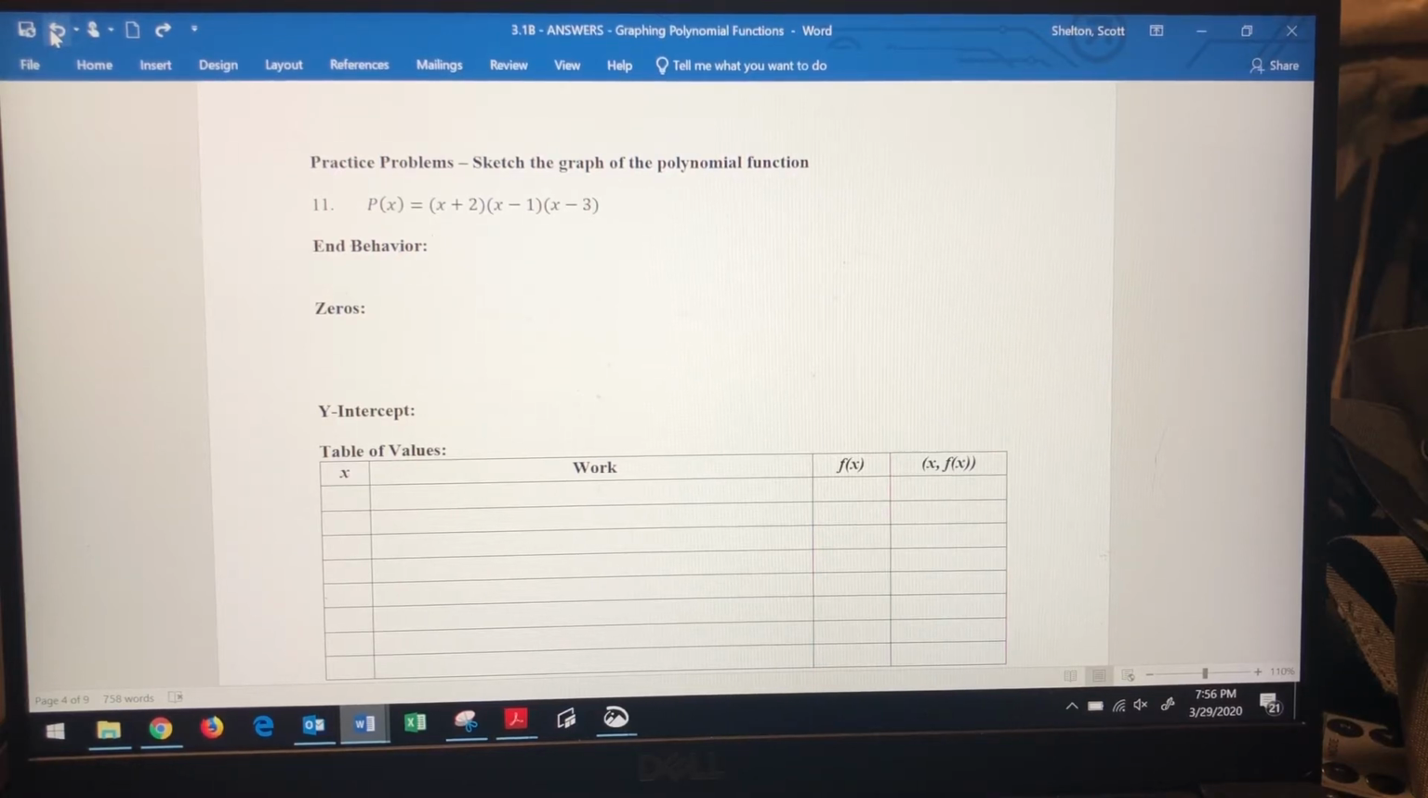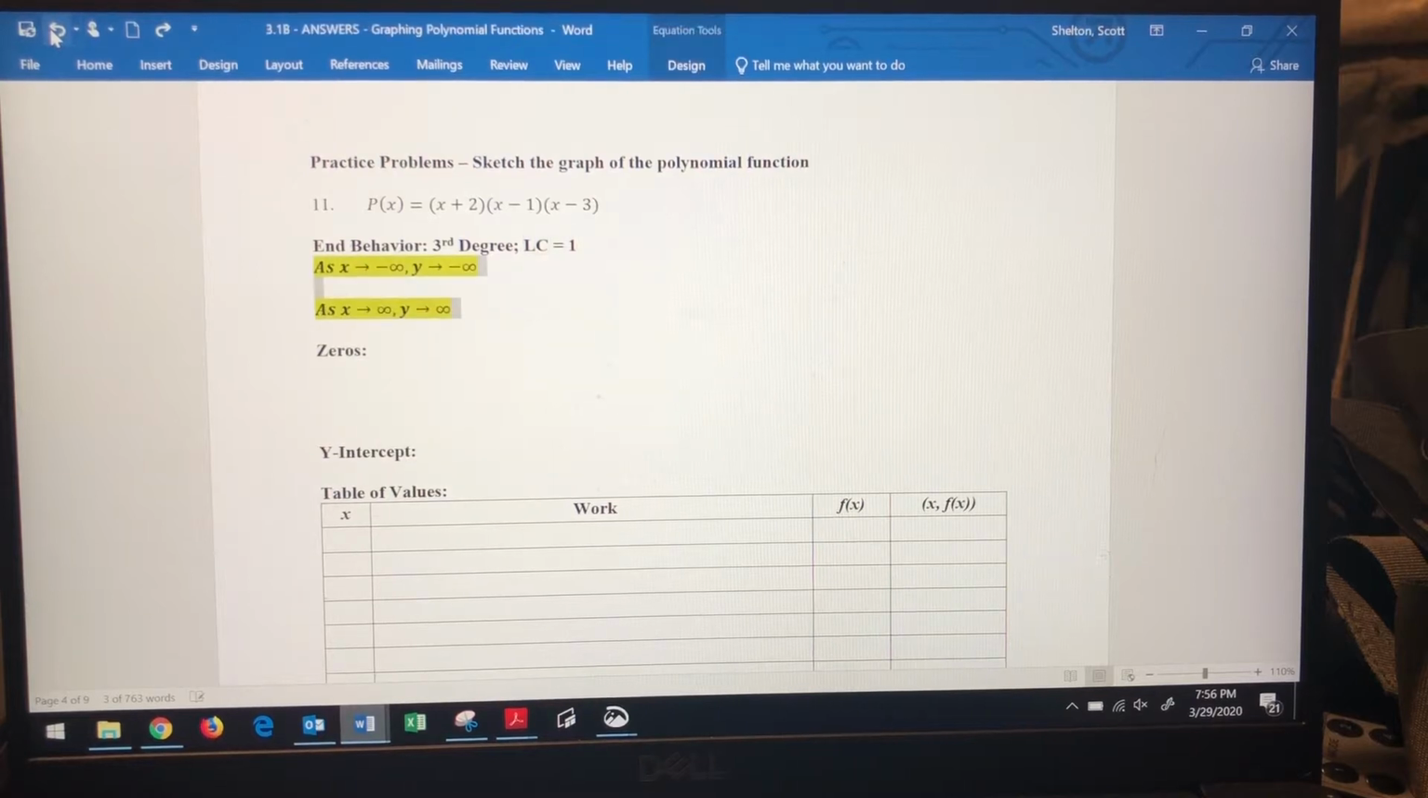All right, so if I were to multiply or distribute these three binomials, I would end up with a leading term of x cubed. Okay, x times x times x would be 1x cubed. That makes this a third degree polynomial function with a positive leading coefficient. All right, so what that means is the end behavior is going to be as x approaches negative infinity, y approaches negative infinity. And as x approaches positive infinity, y approaches positive infinity.